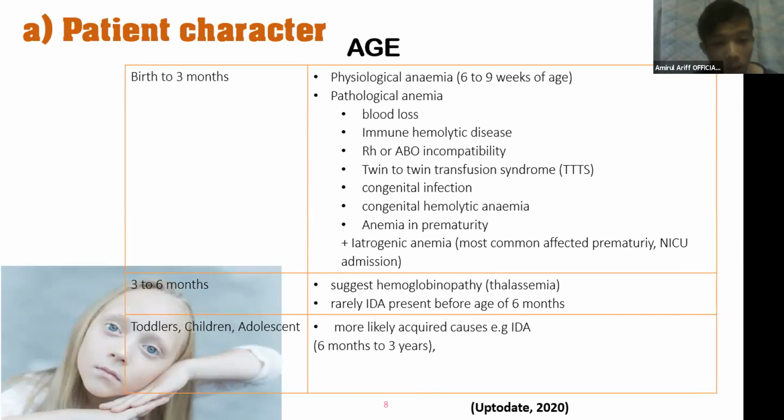And in toddlers, children, and adolescents, they are more likely to get acquired causes of anemia like iron deficiency anemia or infectious causes of anemia. So that's about the age. So this patient is 5 years old just now, so that might suggest that this patient might have acquired causes of anemia like infection, malaria, or iron deficiency anemia.